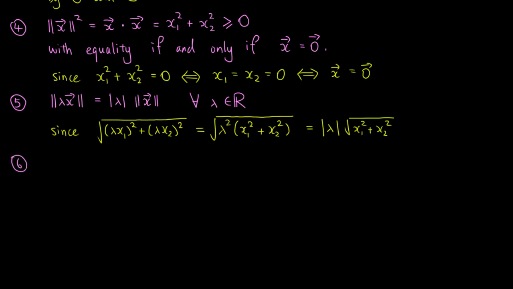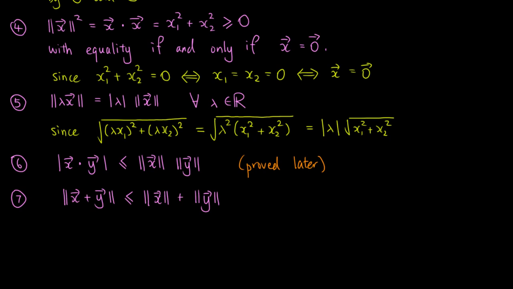The sixth property is that the absolute value of x dot y is less than or equal to the length of x times the length of y. This cannot be easily seen from the definition, and we will prove that in just a moment. The last property is that the length of x plus y is less than or equal to the length of x plus the length of y. Again, we will prove this property later in the video.